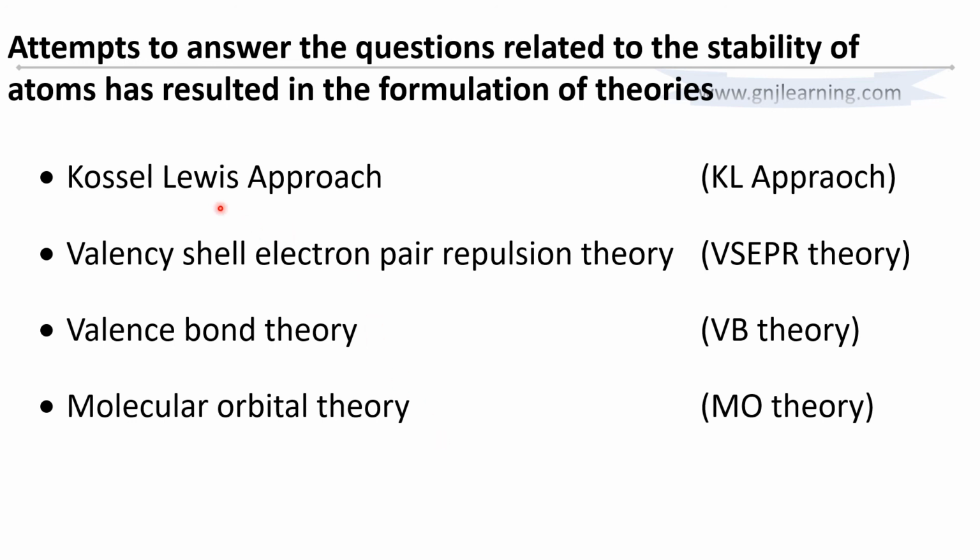Though the Kossel-Lewis approach had many limitations, it formed the basis, and from this basis further theories were developed. Clear? So from the KL approach, the valence theory took a leap from this first theory, and the later theories also took advantage of the knowledge put forward by these theories. Okay, so in this chapter we will see in detail about all these theories.